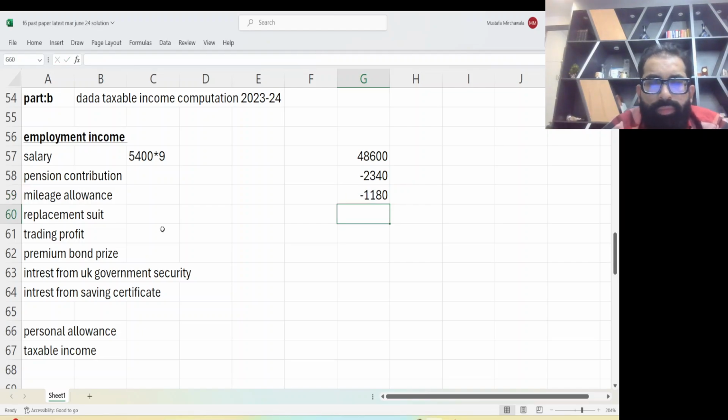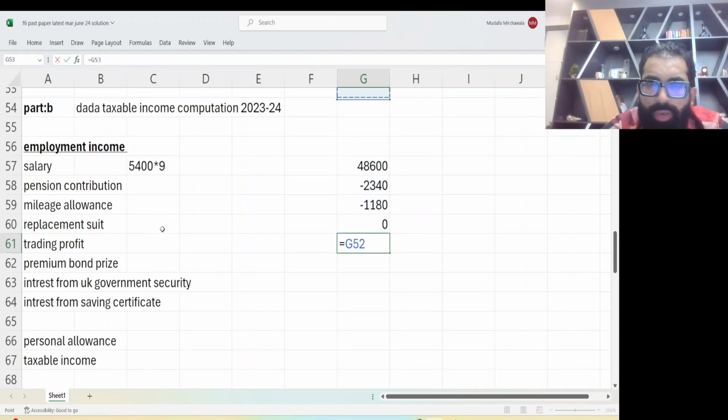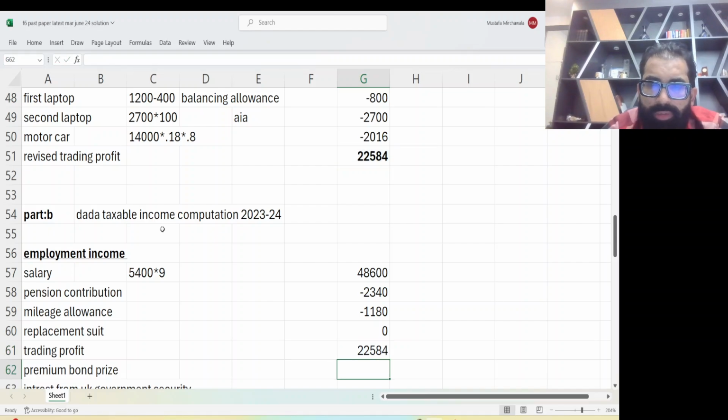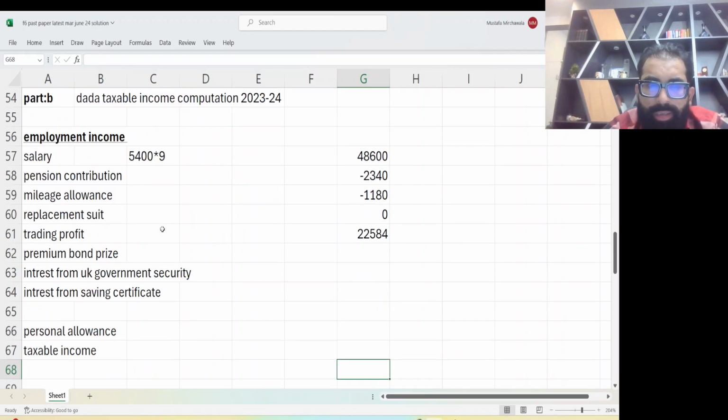Okay, so I have written it. Now replacement suit, it's not allowed. Replacement suit, we remember the duality thing I told you, not allowed. So finally all these things, listen, 1, 2, 3 and 4, this will make your employment income. Now let's copy the trading income. We are now directly calculating the taxable income. So what is your trading profit? See, this is your trading profits. I have just linked it.